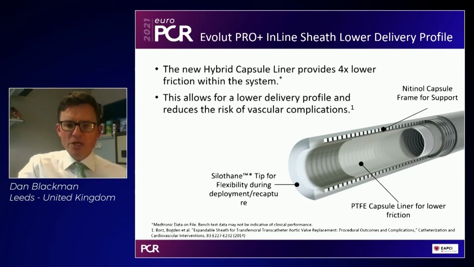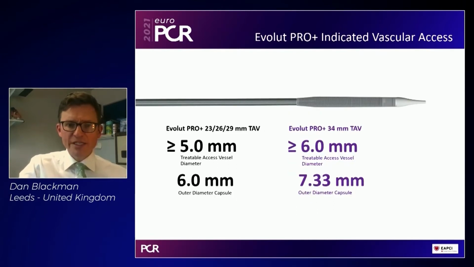smaller space. So the only thing that's changed in size, in diameter, is the lumen. The thickness of the wall of the capsule, if you like, is the same, but the reduced friction of the PTFE inner liner means you can fit the same sized valve into a smaller space. So if we look at this in detail, this means that with the 3 sizes, 23, 26, 29, the capsule outer diameter has changed from 6.7 to 6.0. This means we can treat patients with vessel diameters down to 5.0.